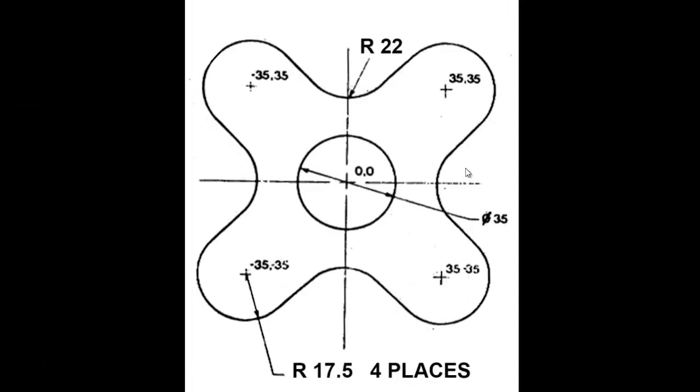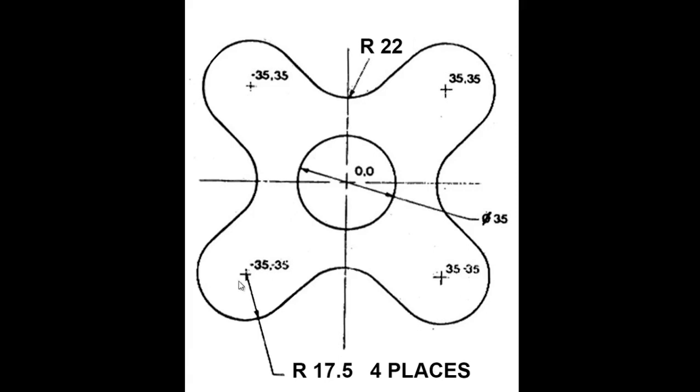Next, we will consider this example. In this figure, we have 5 circles, and each circle at the corners has its center point located in each quadrant. The center point of this circle is at 35, 35, which is in the first quadrant, and this circle is in the second, and this is in the third, and this circle is in the fourth quadrant.